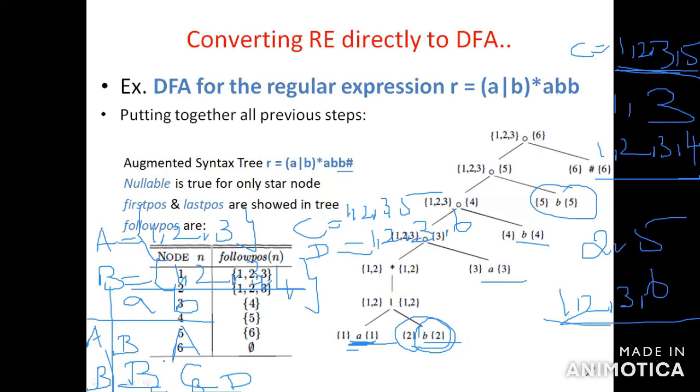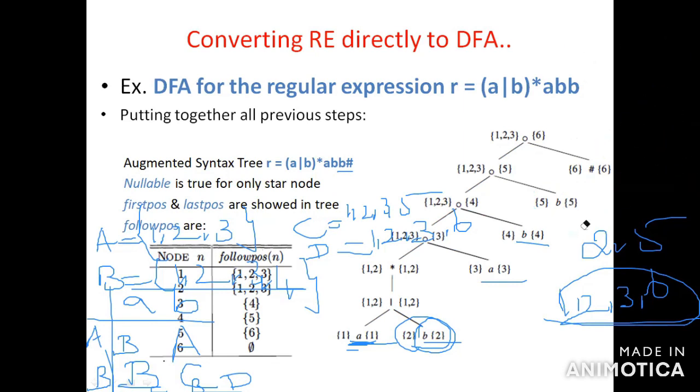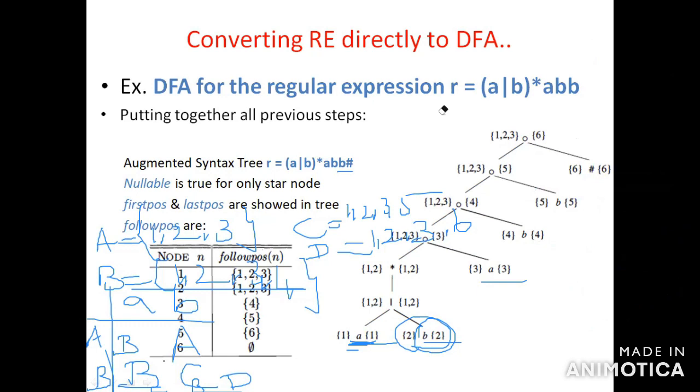Now you can calculate for the new state D. What is the D state here? The D state is 1, 2, 3, 6. We have two input symbols, one for A and another for B. The positions of input symbol A are 1 and 3, so 1, comma 3. Then you calculate the follow positions of 1 and 3. The follow position of 1 is 1, 2, 3. The follow position of 3 is 4. What is the value of 1, 2, 3, 4? It is nothing but B. So D, comma A is B.